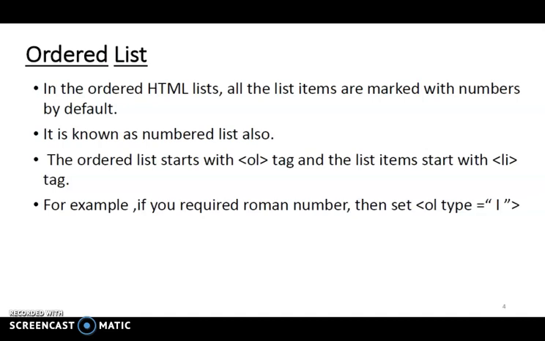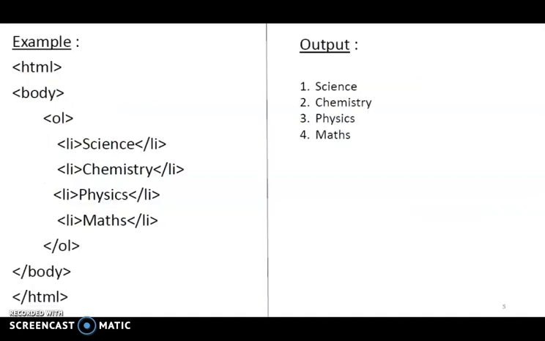The ordered list starts with OL tag and the item in that is defined with the li tag. Okay. So the numbering starts with 1 and increases as per the list items. Okay. But if I want to write the numbers in a Roman type, then I will set the OL type equal to Roman i. Okay. Now you can see the example of ordered list.